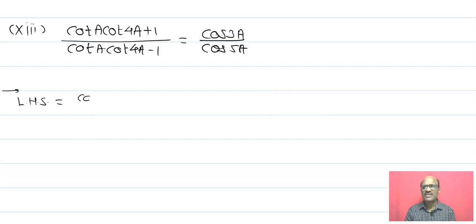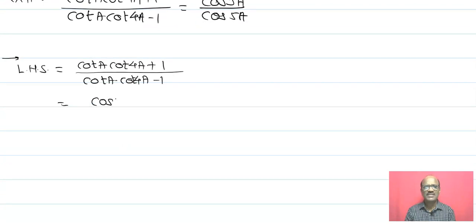Now the next, 13: cot of A into cot of 4A plus 1 upon cot of A into cot of 4A minus 1 is equal to cos of 3A upon cos of 5A. Again very simple. Now what is the cot of A?